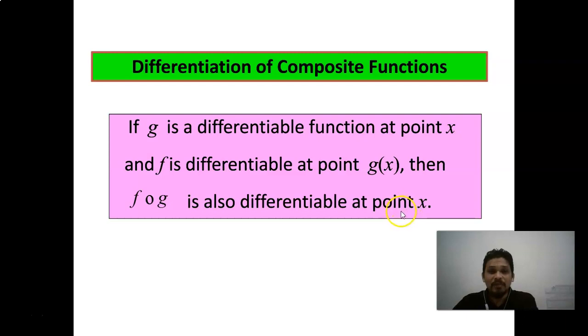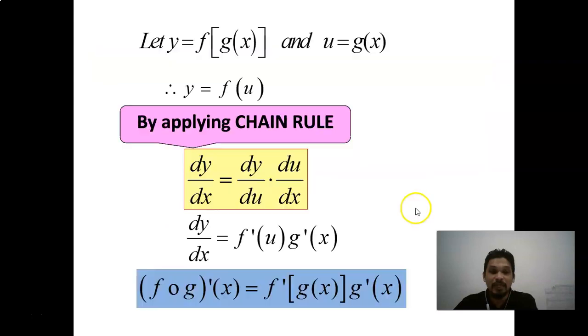Differentiation of a composite function. If g is a differentiable function at point x and f is differentiable at point g, then f of g is also differentiable at point x. Okay, by using the chain rule here, dy dx equals dy du times du dx. So this is the one that we're going to use here.